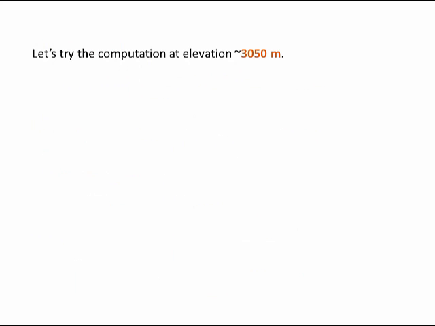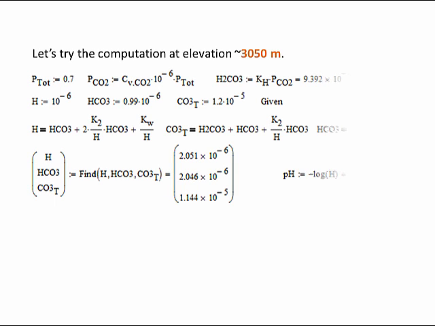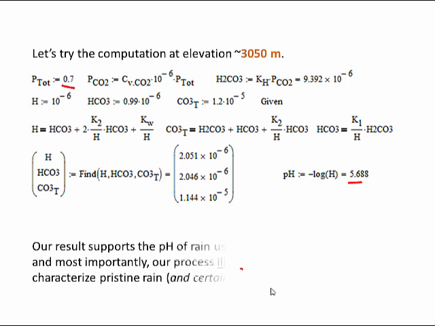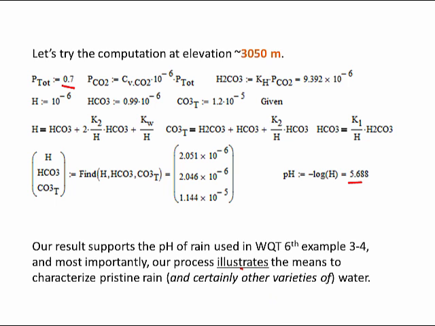So let's perform this computation for the conditions at an elevation of 3,050 meters, about 10,000 feet. The only thing that we have to change is the total pressure of the atmosphere. Everything else is already programmed into the worksheet. Here we find that the pH of rain falling at a 10,000 foot elevation would be about 5.69, a little bit higher than at sea level, where the pressure would be 1 atmosphere. So the results here support the pH of rain used in Water Quality and Treatment, 6th edition, example 3.4, but most importantly, our process illustrates the means to characterize pristine rain and certainly other varieties of water.